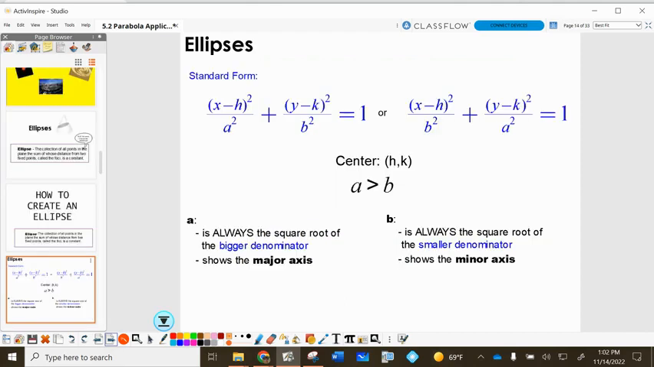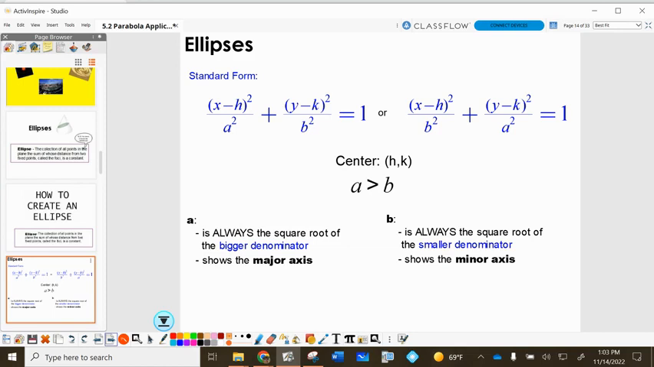Okay, standard form of an ellipse, (x minus h) squared over a squared plus (y minus k) squared over b squared equals 1, or (x minus h) squared over b squared plus (y minus k) squared over a squared equals 1. The only difference between those two forms is that a is always the bigger number. So sometimes a is under the x term and sometimes a is under the y term. Okay, the center is still at (h, k) for an ellipse.